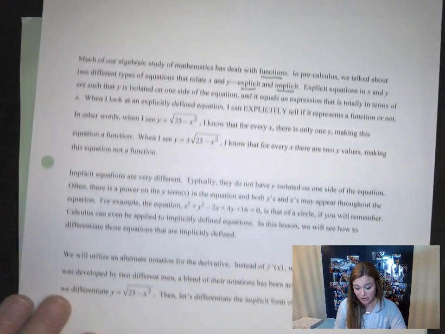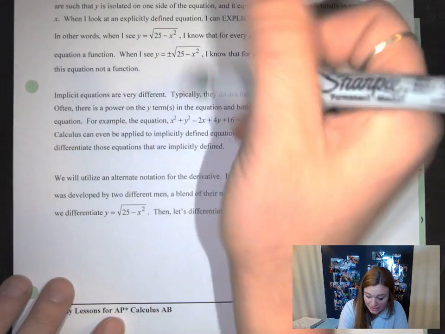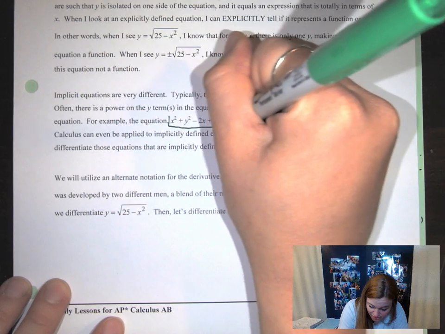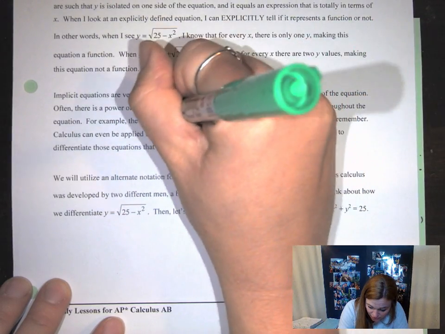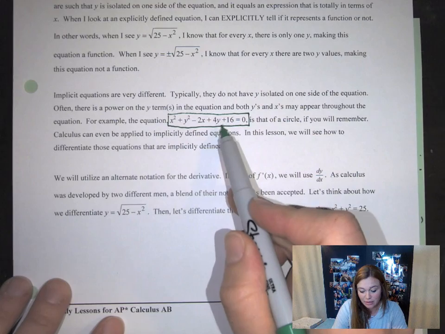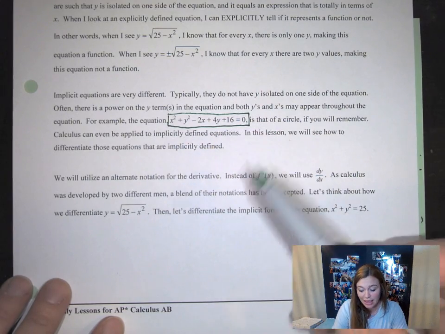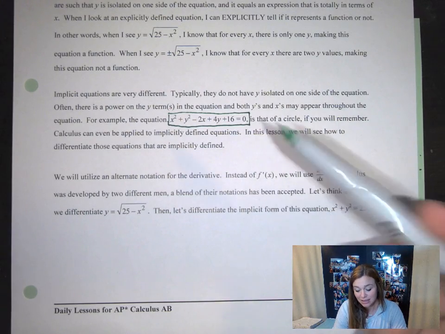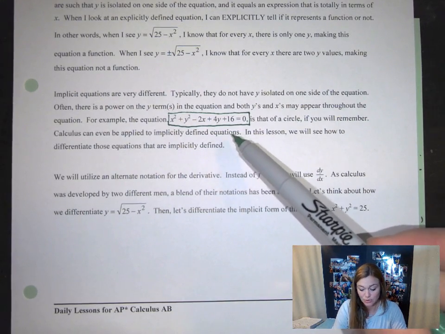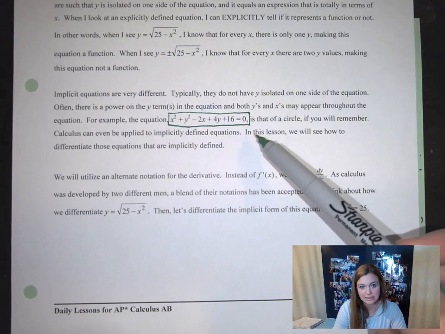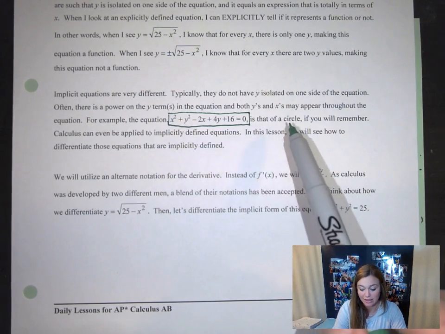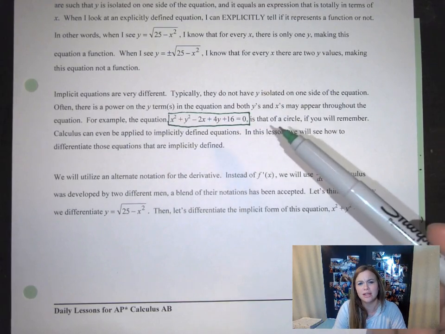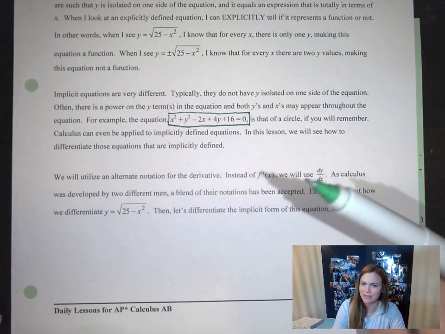Implicit equations are very different. So it might be something that looks like this, for instance. You see how you've got y squared and a y mixed within the problem? And even there are some functions that you could solve for y pretty easily. This one, you can't. X squared plus y squared minus 2x plus 4y plus 16. It's really hard to isolate y. This is an implicit function. And you're thinking, I can't take the derivative of that.